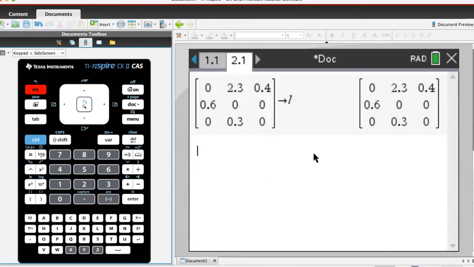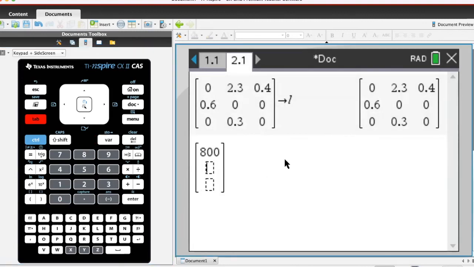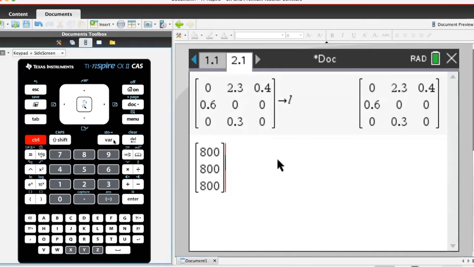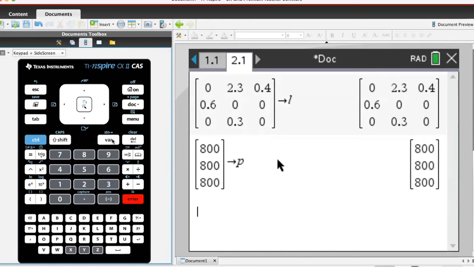So now I'm going to put my population size in, 800, 800, and 800. I'm going to store that as being P. So for this example, we've actually all started off with the exact same size, and now we're going to look at what happens over time.